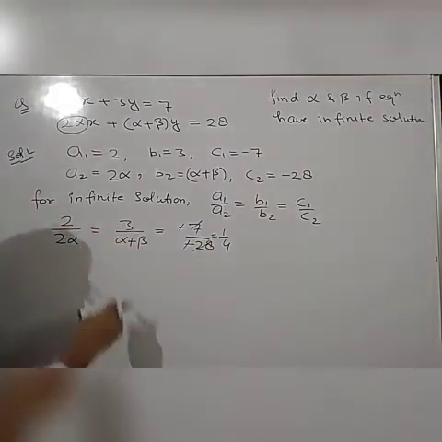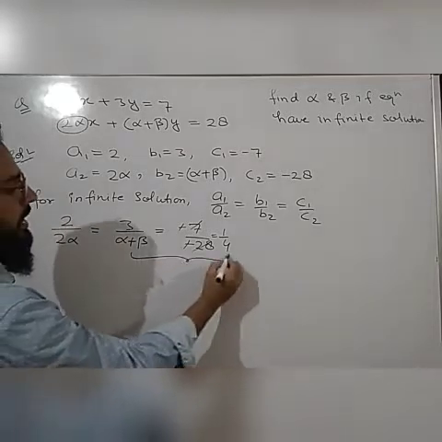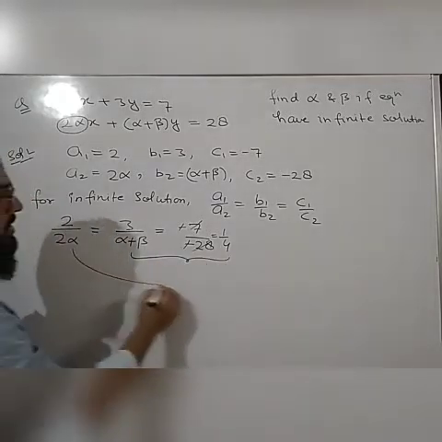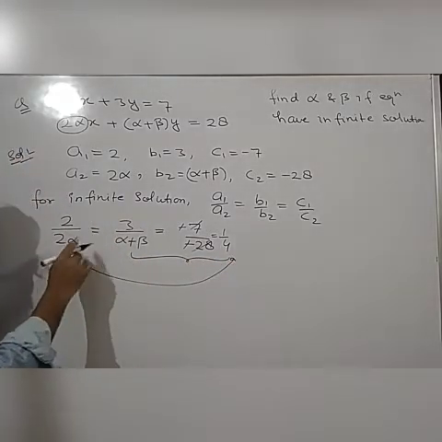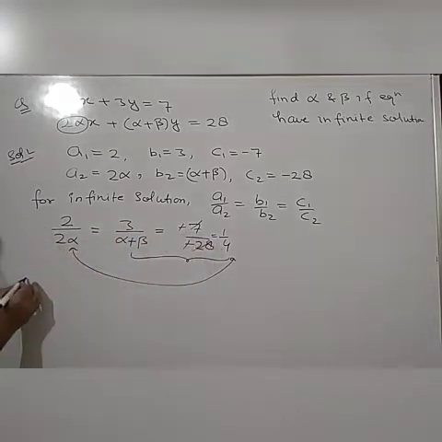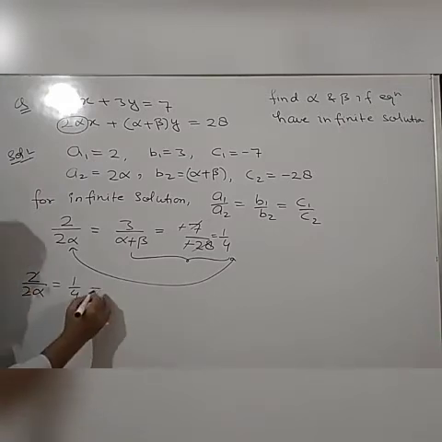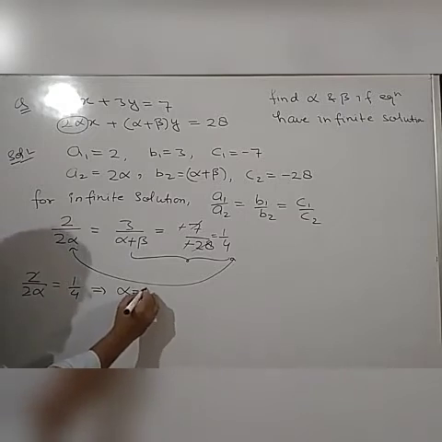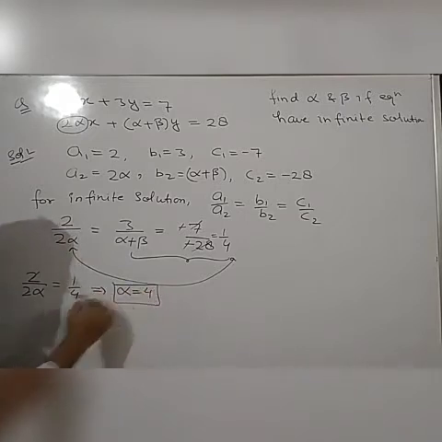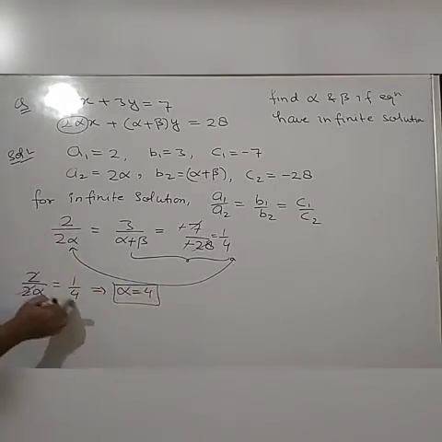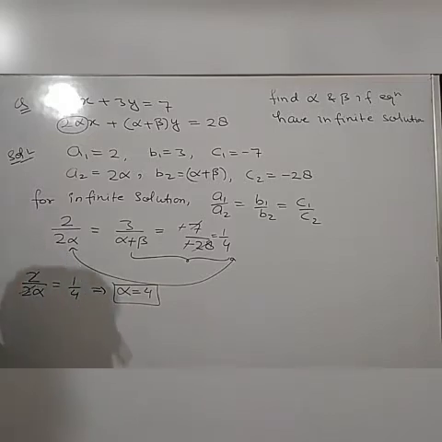Okay. So again, equating the second and last term, and equating the first and last term. If we equate the first term with the last term, then we get 2 upon 2 alpha is equal to 1 upon 4. Now this 2 and 2 will be cancelled out. Cross multiply it. So alpha will be equal to 4.